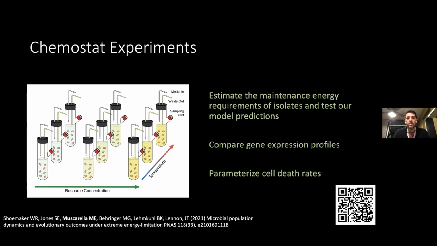And we're using these to estimate the maintenance energy requirements of isolates, both from lake systems from Michigan, but also novel isolates here in Alaska, which are under a little bit more resource and energetic constraints. And we're going to use these chemostat experiments to test some of our model predictions, especially about maintenance energy dominating the equation. In addition to these physiological assays, we're going to start looking at gene expression profiles to understand what the changes in gene expression are as we change these resource concentrations and cause communities or isolates to grow less efficiently.